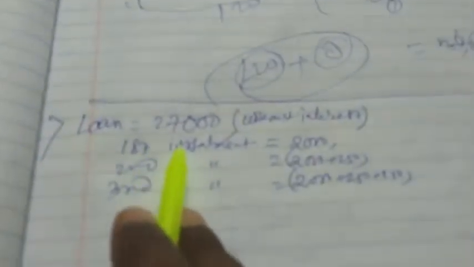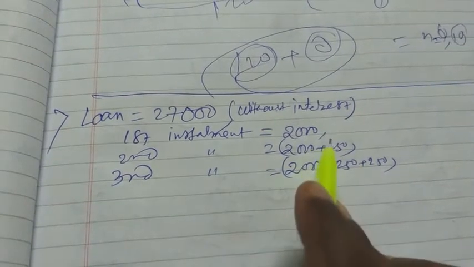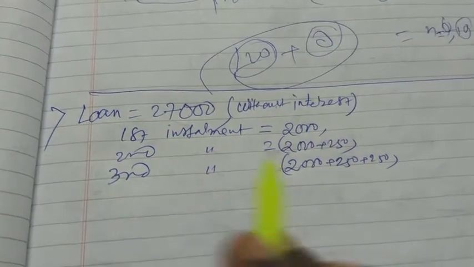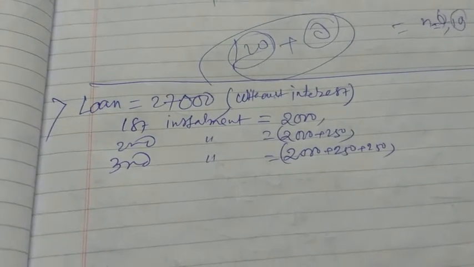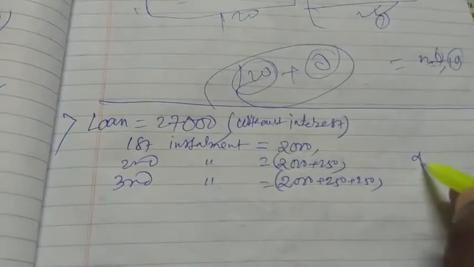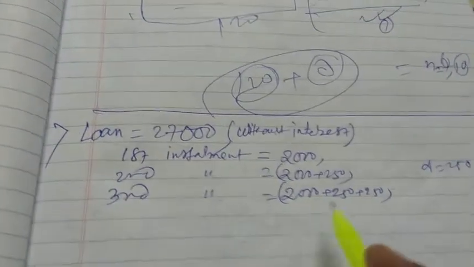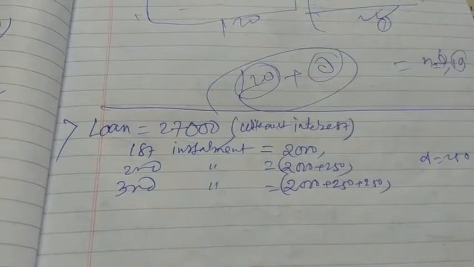Okay. And question number, someone gave me the question: a man took a loan of 27,000 without interest, and the first installment is 2,000, and the second installment is more than the first installment, and the third installment is also more than the second installment by 250. So d here is 250. So d, the money, is 250 for you, and the total payment amount is 27,000 without any interest.